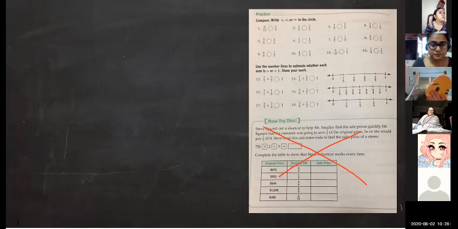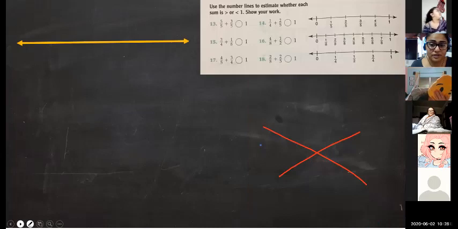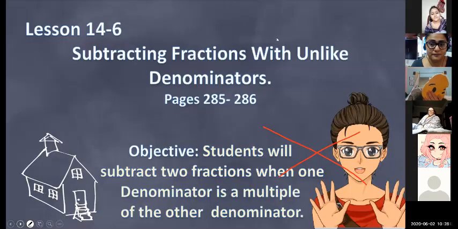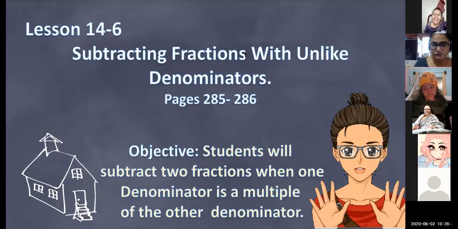Oh, wait. Let me change. Sorry, I got confused. I think you go to the next topic. Okay, this is the next topic. We're now on page 285. The topic is adding and subtracting with unlike denominators. We're going to subtract two fractions where the denominators are multiples.